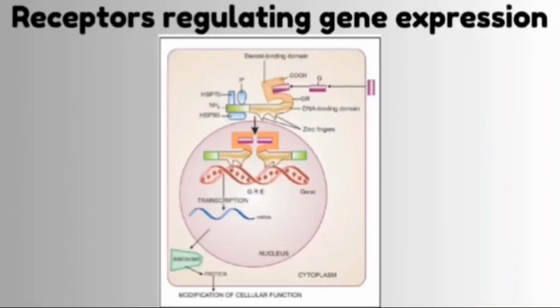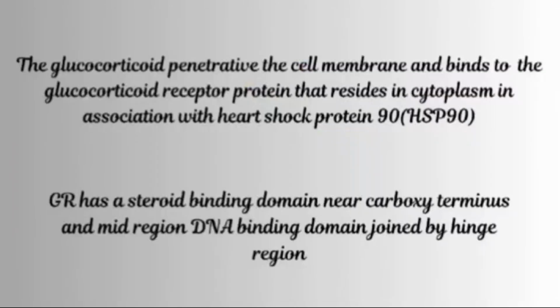Receptors regulating gene expression. The glucocorticoid penetrates the cell membrane and binds to the glucocorticoid receptor protein that resides in the cytoplasm in association with heat shock protein 90. GR has a steroid binding domain near the carboxyl terminus and a mid-region DNA binding domain.